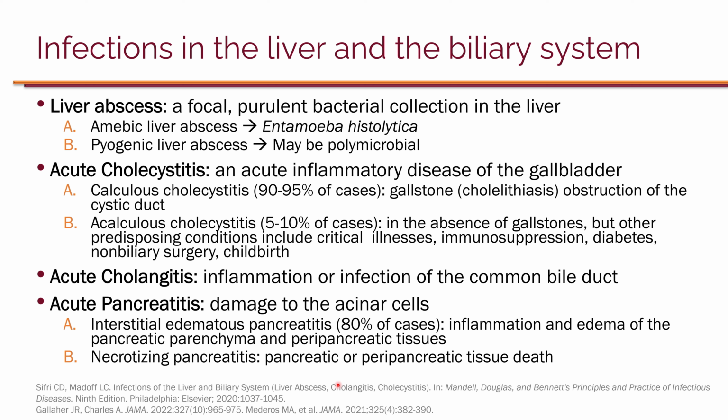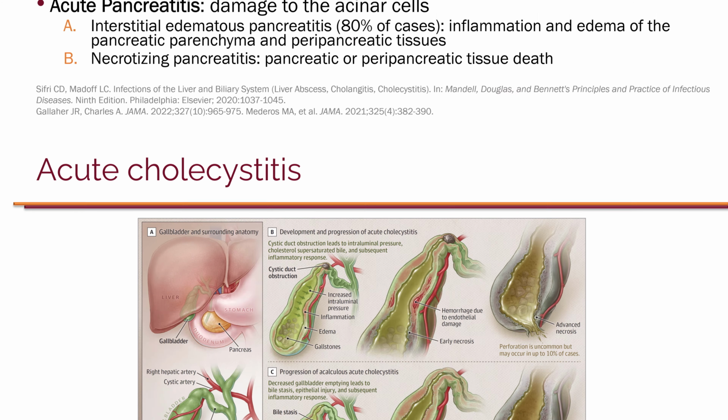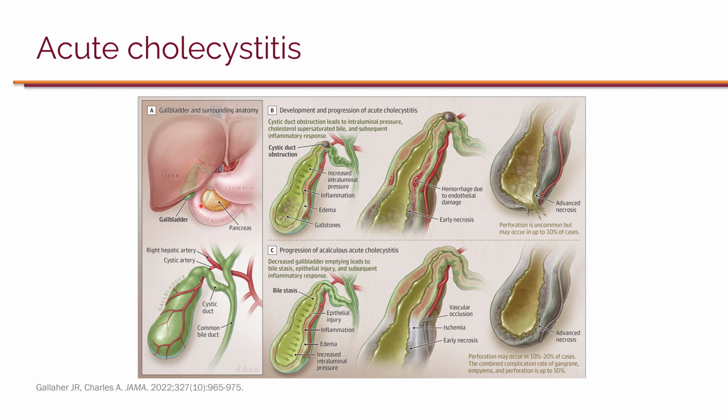Necrotizing pancreatitis, because it involves tissue death, and anytime you have tissue death, that means the immune system will no longer be present, and that can lead to an infection. So let's take a closer look at cholecystitis. So this is again in the gallbladder.